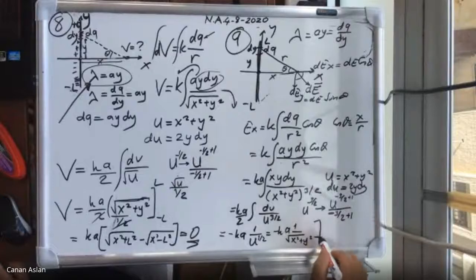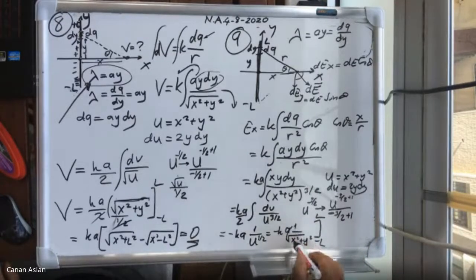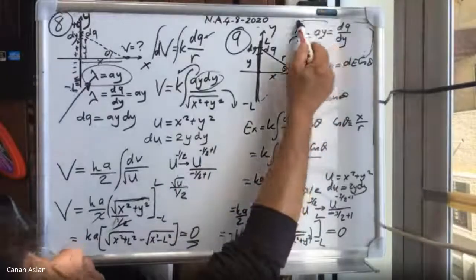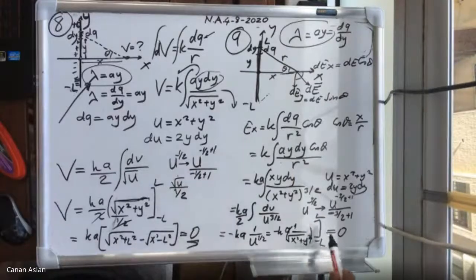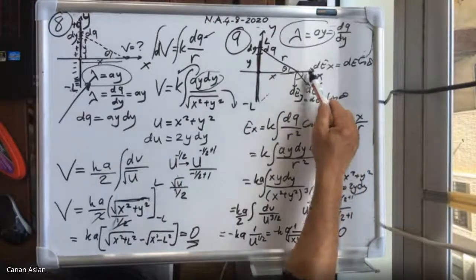Now the limits are from minus L to L. Again, the same scenario, because on the denominator there is y squared, so it doesn't matter if you put minus L or L, you will end up with the same thing. So when you subtract, you will get 0. Simply there is no x component. Why? Because of the way the charge distribution was given. So this was the x component of the electric field we obtained.